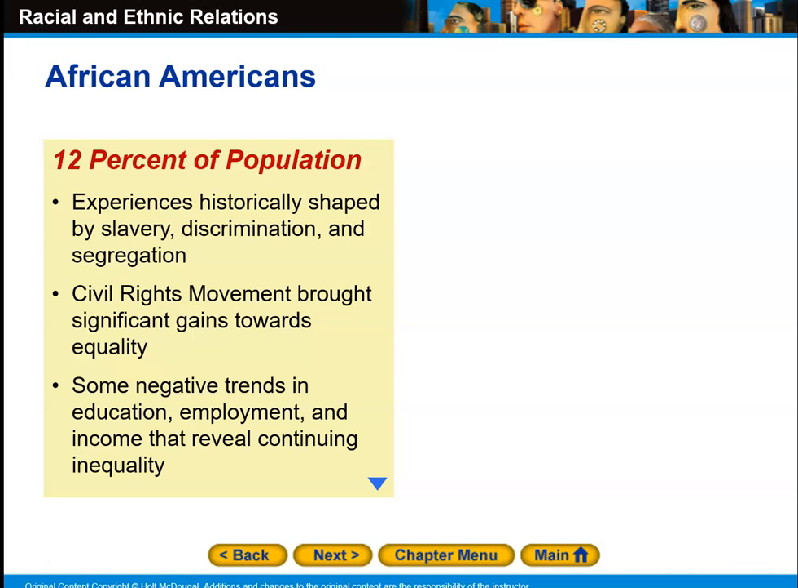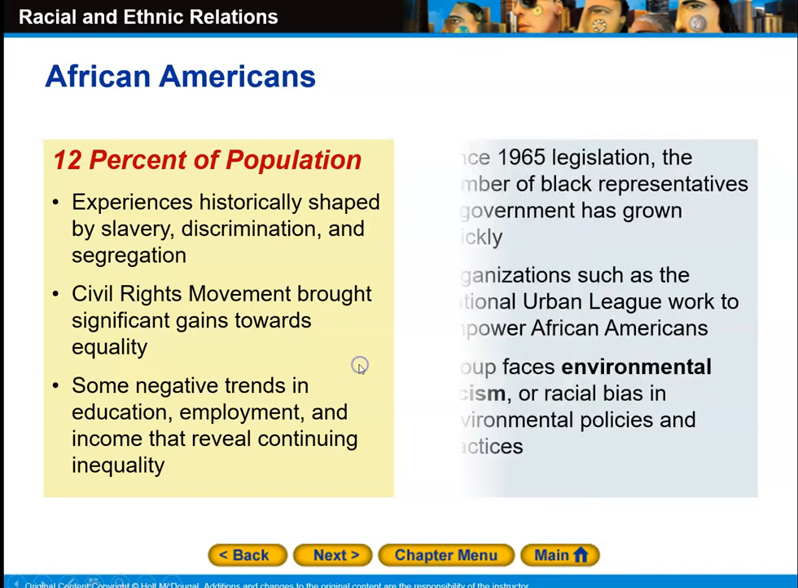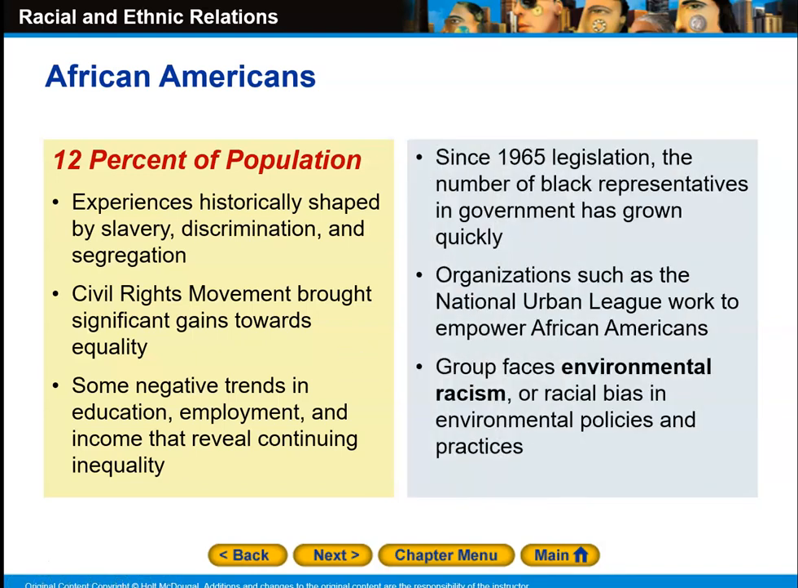The civil rights movement brought significant gains towards African American rights and equality. Some negative trends in education, employment, and income all reveal continuing inequality for African Americans. Since 1965, the number of black representatives in the government has grown quickly. Organizations such as the National Urban League work to empower African Americans, and the group faces environmental racism, or racial bias in environmental policies and practices.